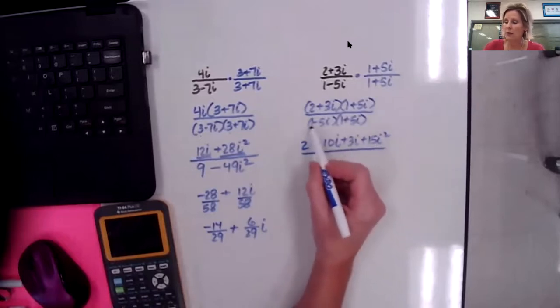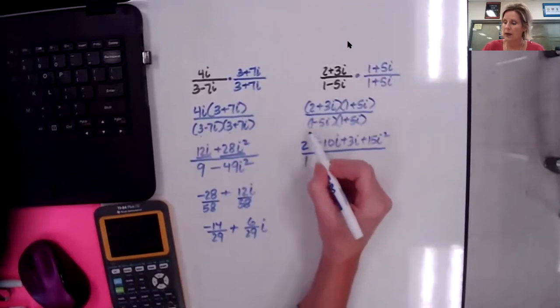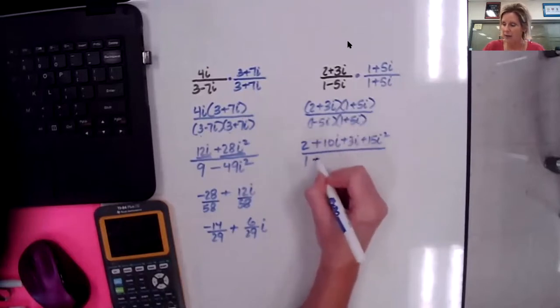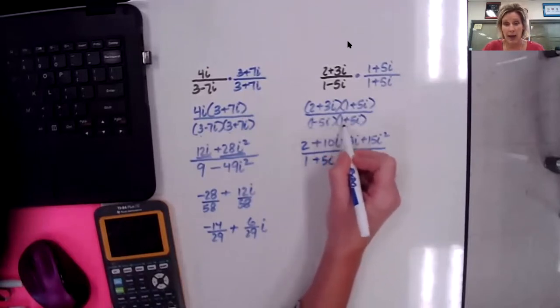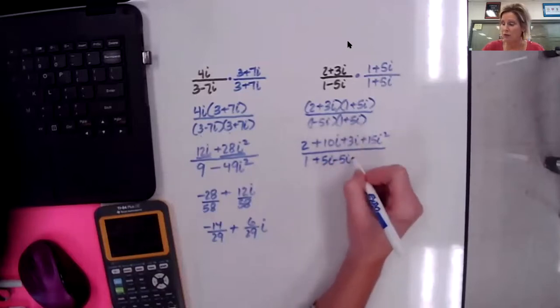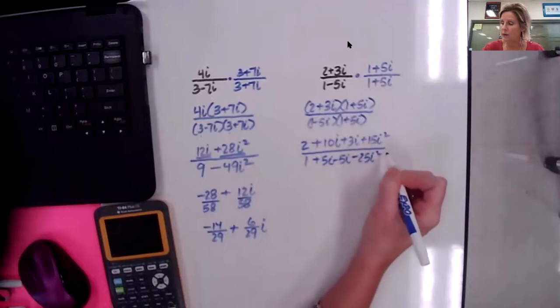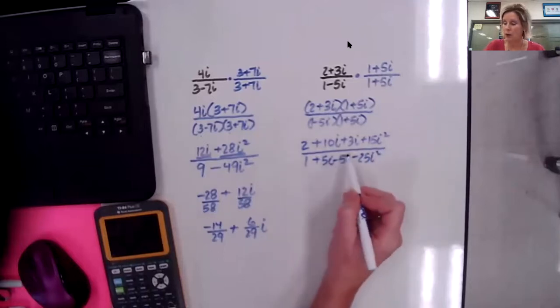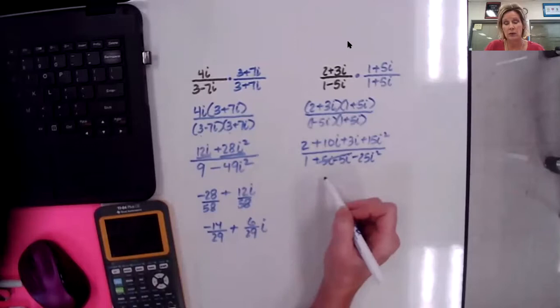On the bottom, first is 1. Outer is plus 5i. Inner is minus 5i. Last is minus 25i squared. Remember, on the bottom, if you're doing it right, inner and outer will cancel.